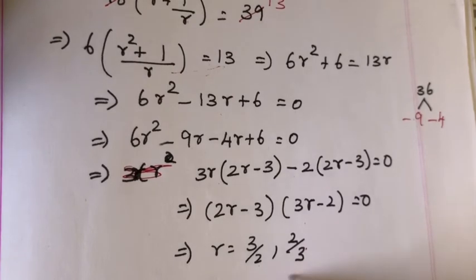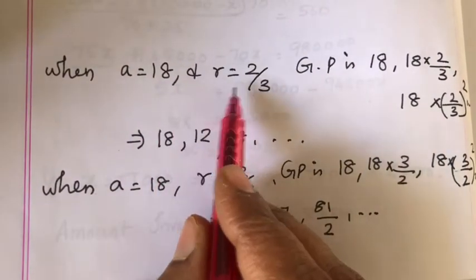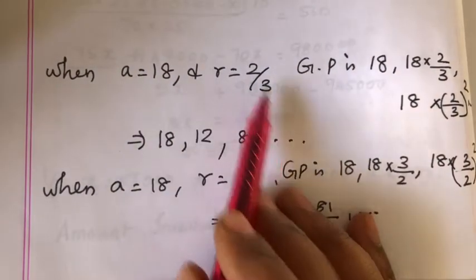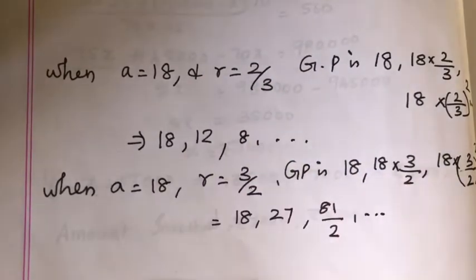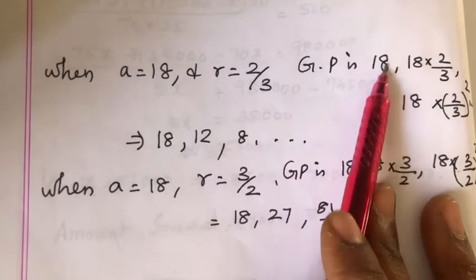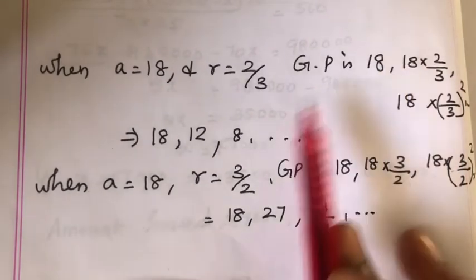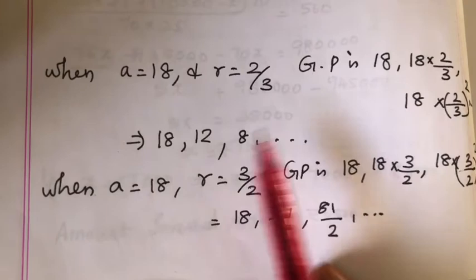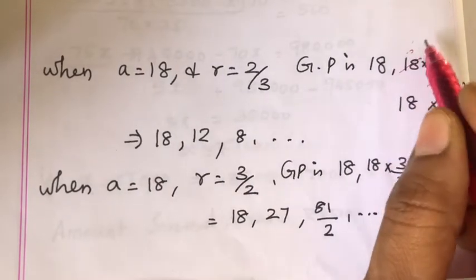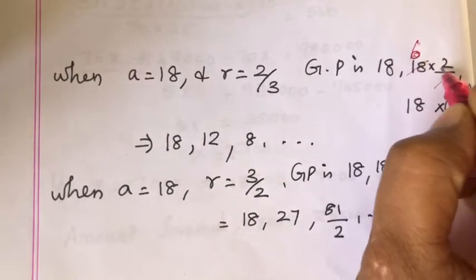So, now we have found the value of R. We have to find the terms in the AP, not GP. So, when A is equal to 18 and R is equal to 2 by 3, we got 2 values of R, 2 by 3 and 3 by 2. So, we have to substitute both the values. The terms are 18, 18R, that is A, AR, AR square. So, 18 into 2 by 3. So, 6 3s are 18. So 6 into 2 is 12.